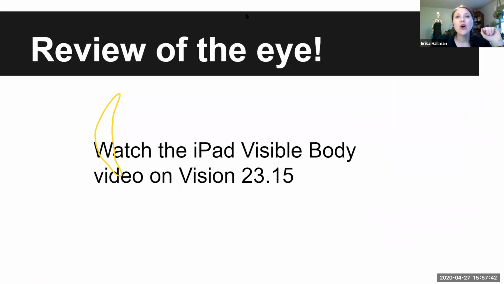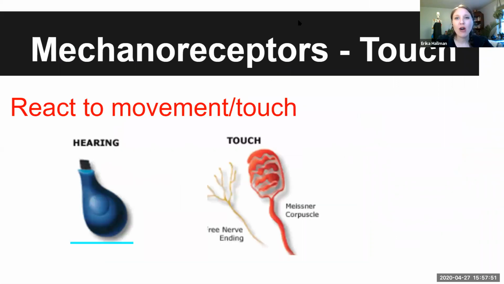Okay, so again, we're going to do a lot of these visible body exercises in class, so don't worry about those quite yet. So let's move on from our photoreceptors to our mechanoreceptors. Mechanical means movement, or that these receptors are physically touched, and that's how they are able to gather the input and move that action potential towards our central nervous system. The two that we're going to go over are hearing and touch.